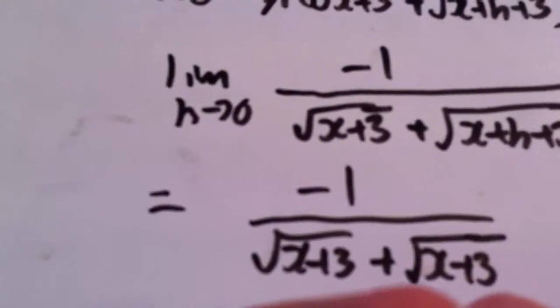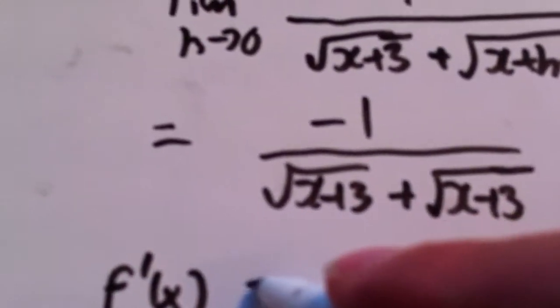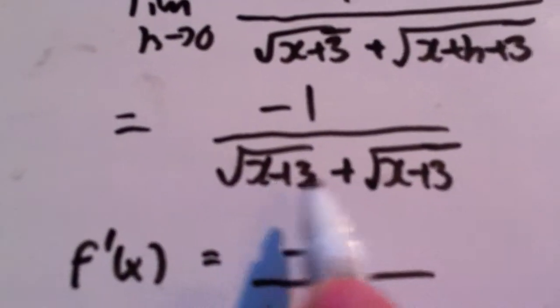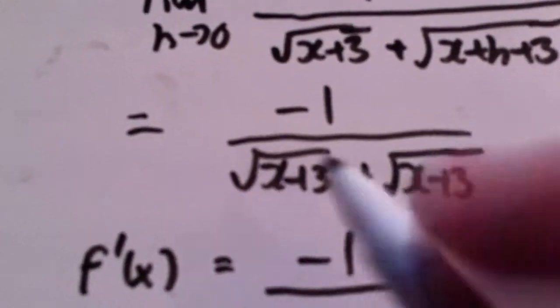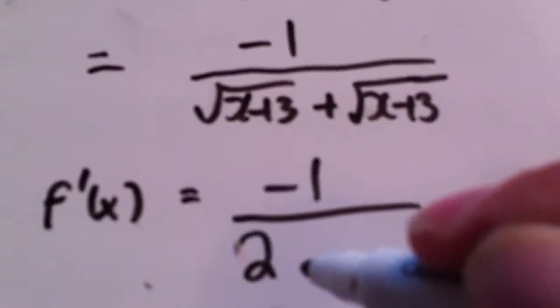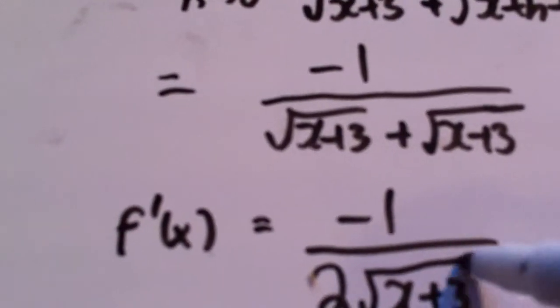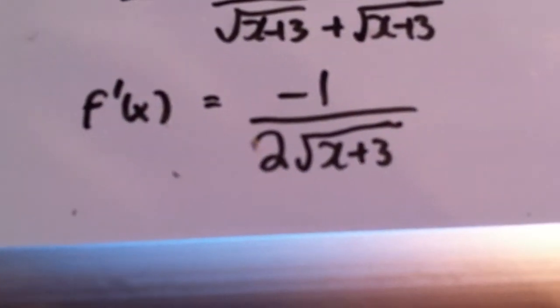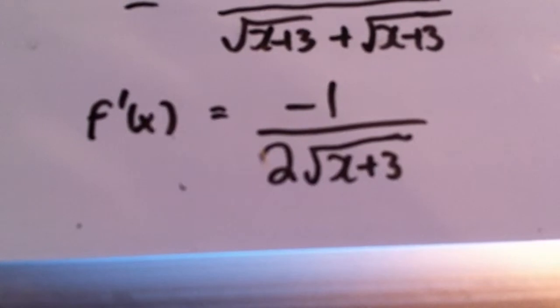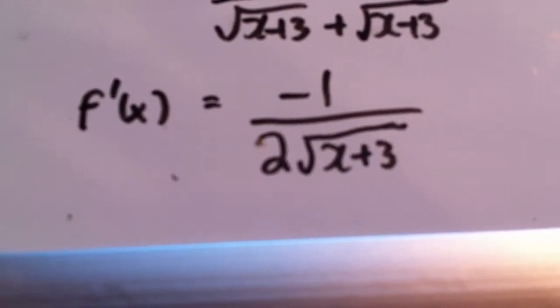Now finally, this would mean that the derivative f prime of x would be equal to negative 1 over, that's a root x plus 3, that's the root of x plus 3, so there's two of them, so 2 root x plus 3. And there's the derivative using first principles.